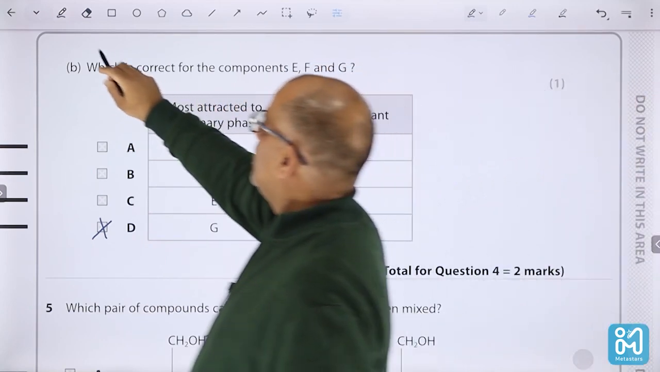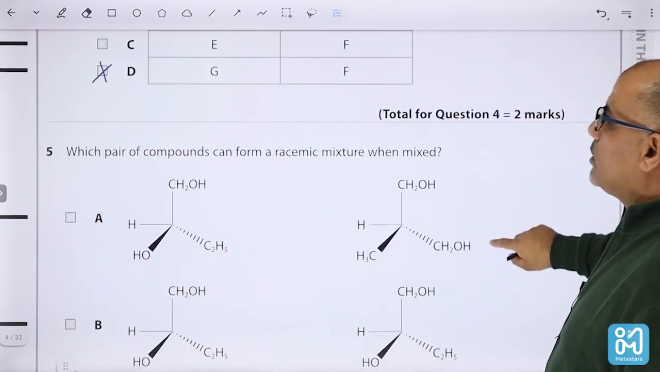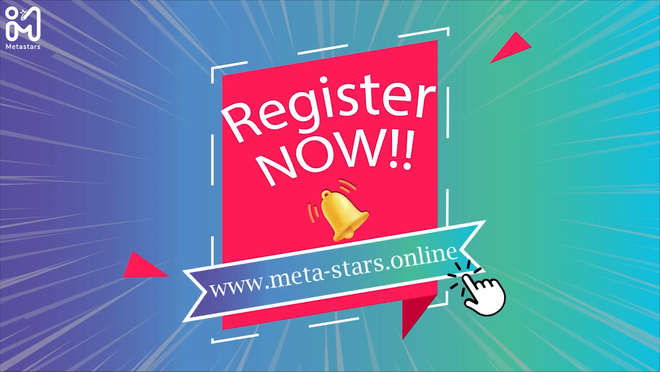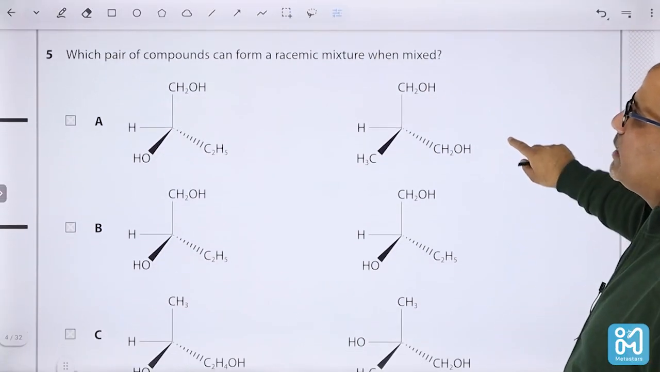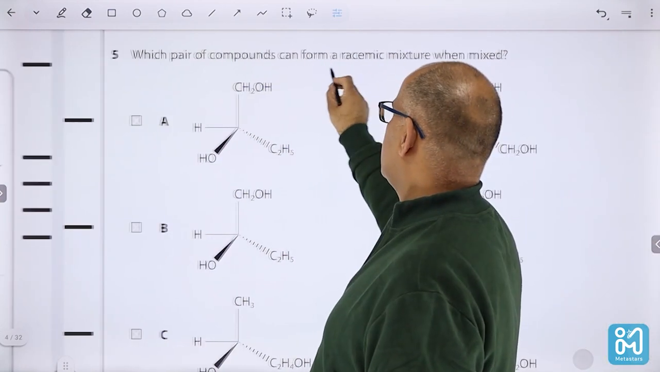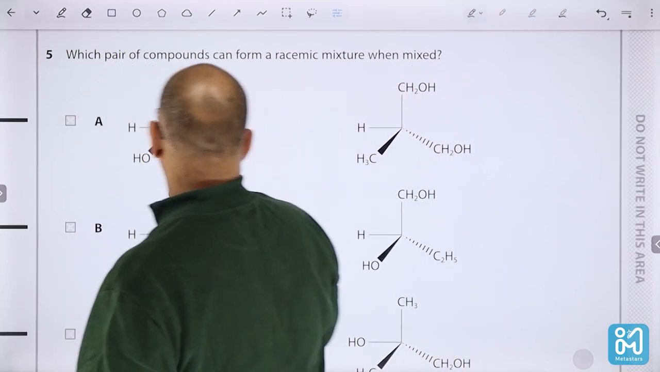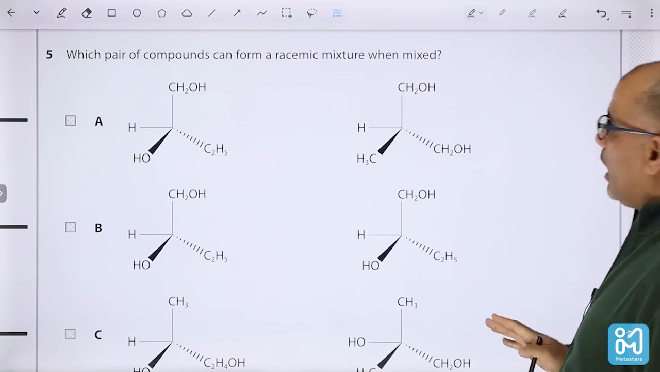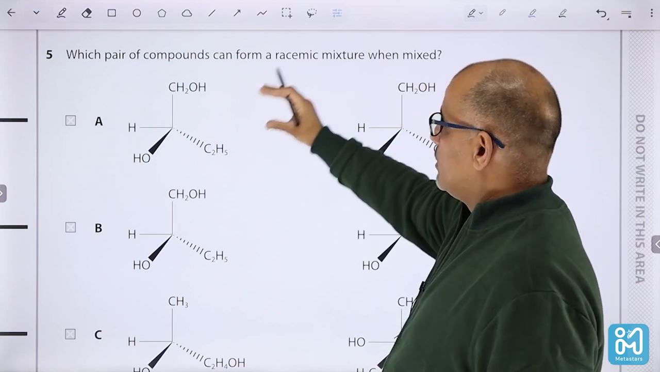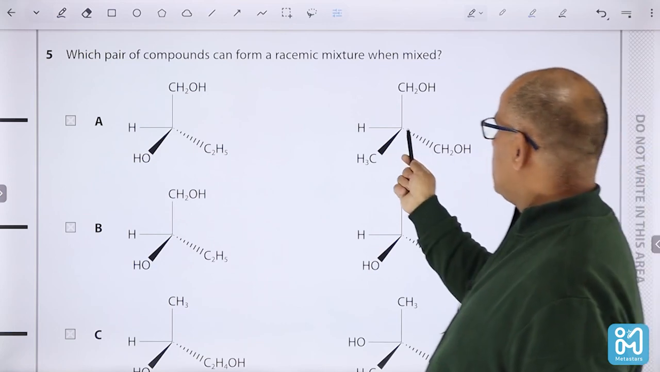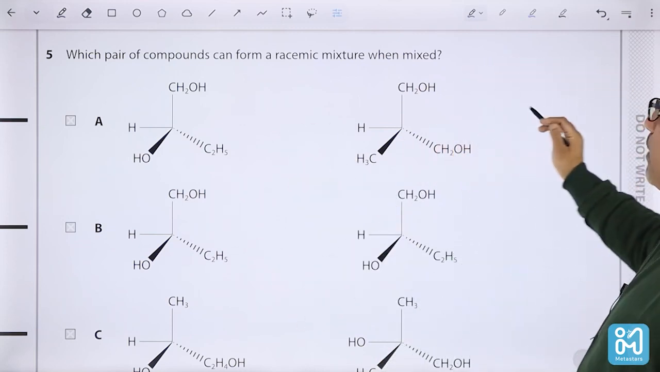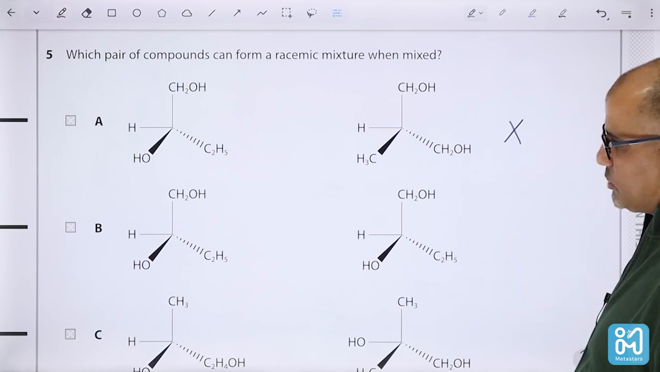Now, for the coming question, we are talking about which pair of compounds can form a racemic mixture. A racemic mixture means that we have two enantiomers according to the optical chiral center. You will see there in the first one, the groups which surround the chiral center are different, for example, they are not the same. So for part A, it is not a racemic mixture.